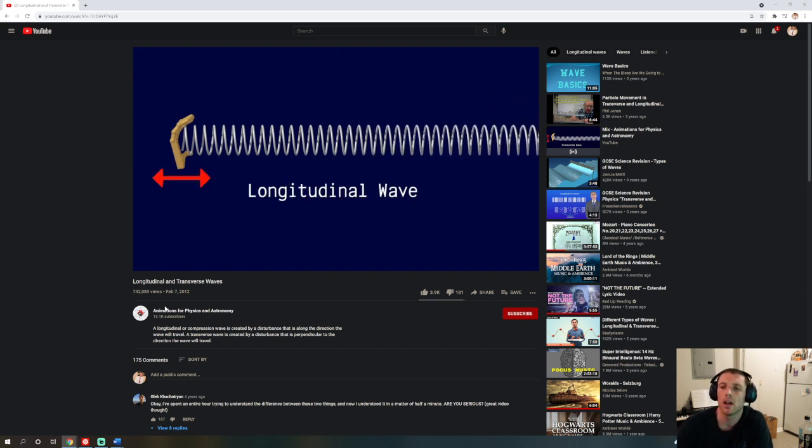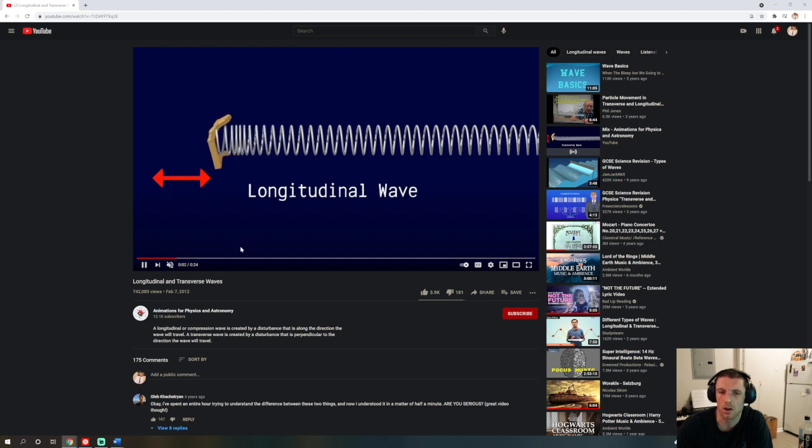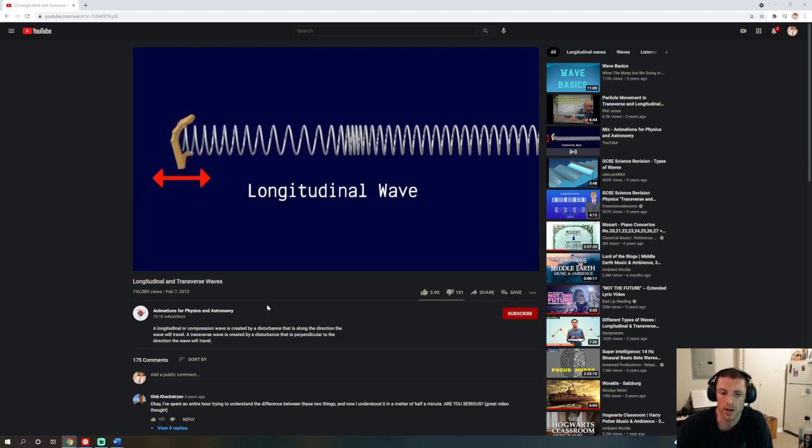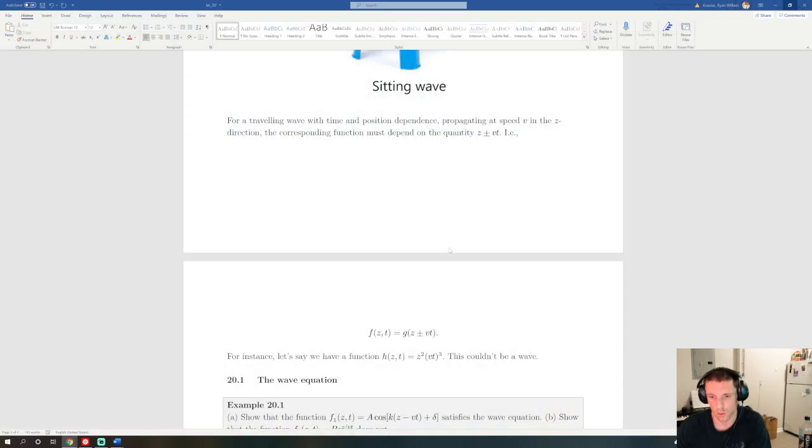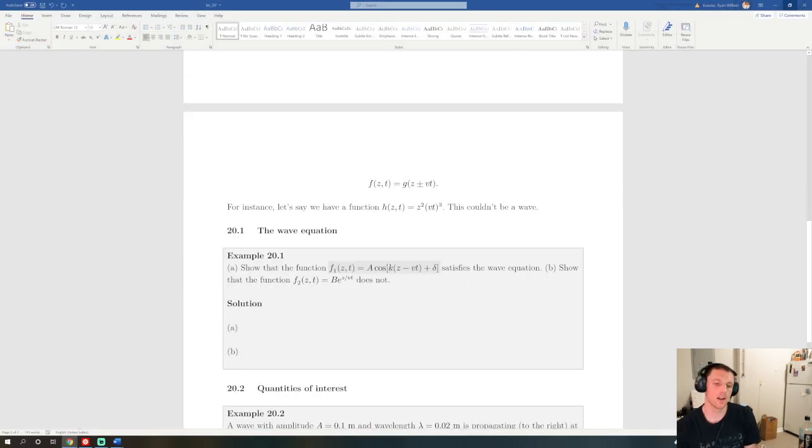Hopefully this animation makes it clear what the differences are between these two kinds of waves. We will be focusing almost exclusively on transverse waves for the remainder of this class. Okay, with that out of the way, what I want to do now is derive the wave equation for you. I'm going to highlight this because it's important, and I want to make sure everybody realizes that.